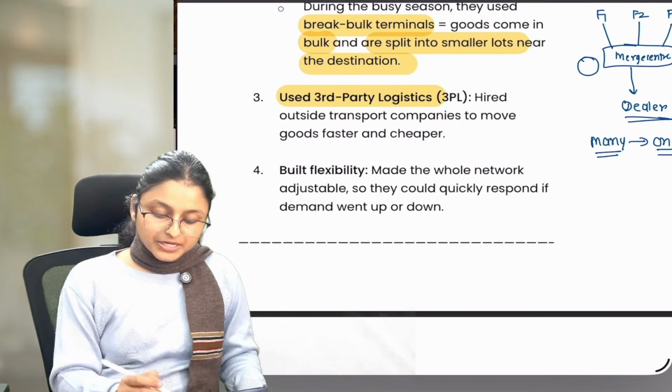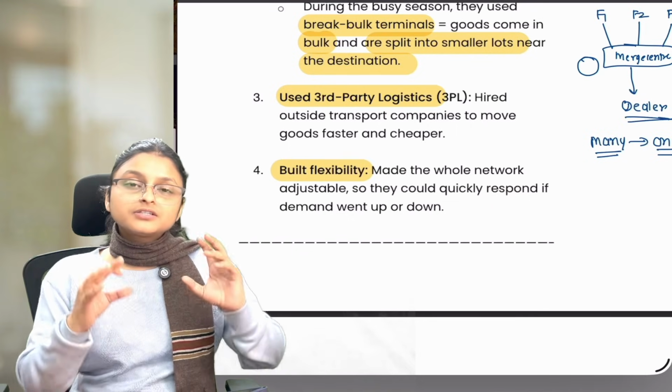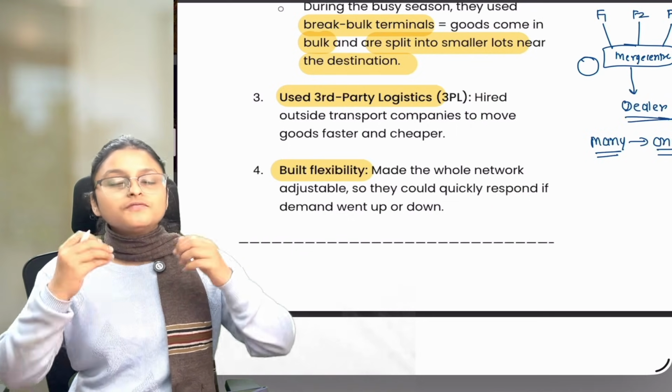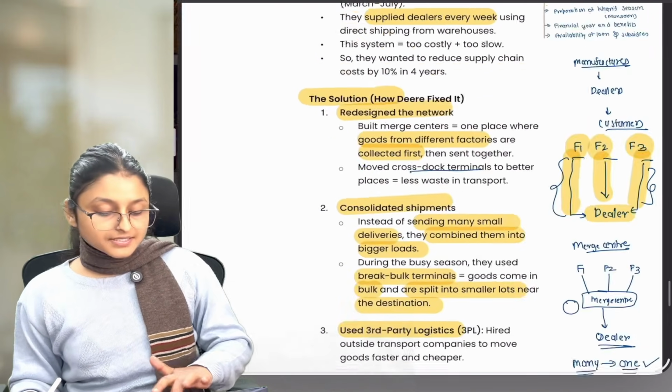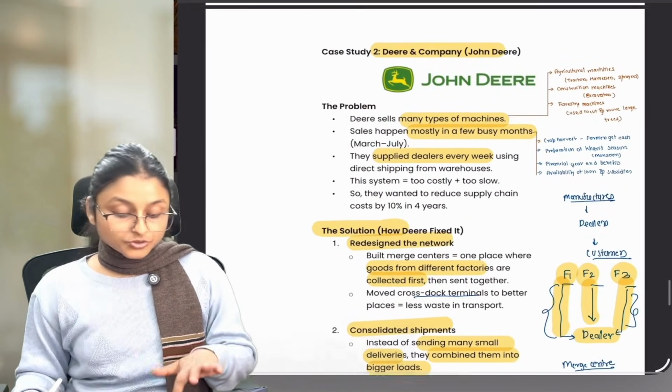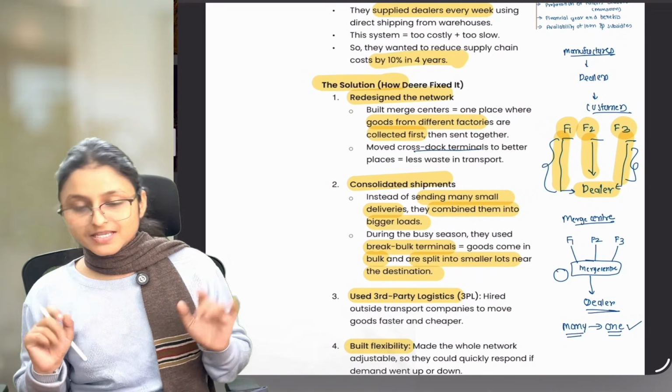Done. Next, builds flexibility, made the whole network adjustable so that whenever the demand goes up and down, we are able to work according to demand also. So these were the systems which John Deere used to reduce cost by 10% in 4 years. Done. Next.